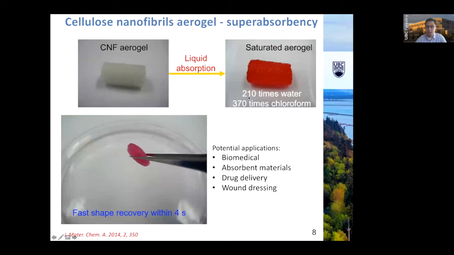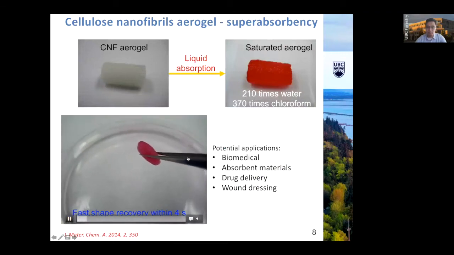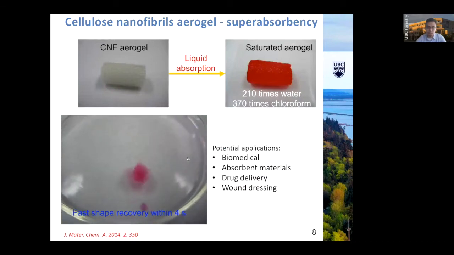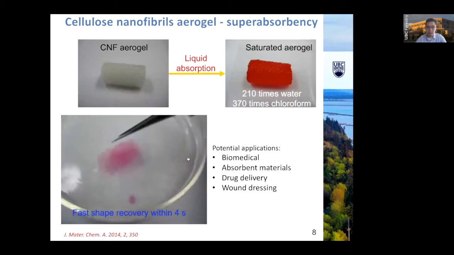For example, it can absorb 210 times its weight of water or 370 times of chloroform, because chloroform has much higher density. And then you can easily remove the water by squeezing, and after squeezing out the water, you can reuse it. For example, this is a dyed aerogel. So we squeeze out the water and put it back into the water, and then it will recover within 4 seconds.